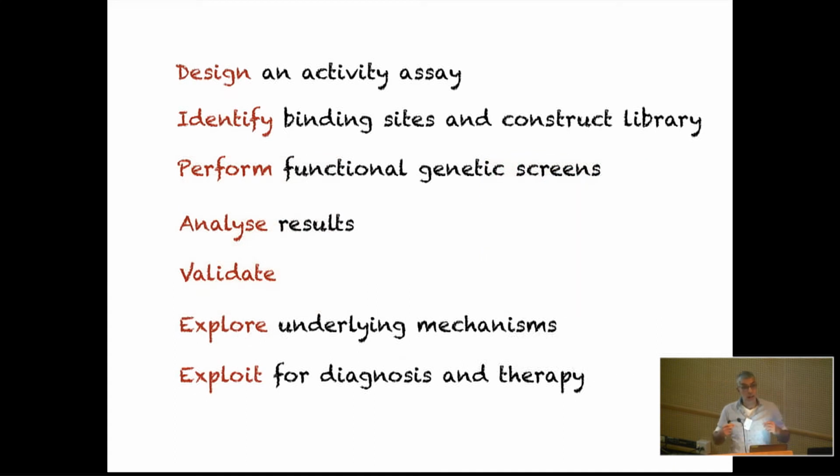So the way we design these CRISPR screens is the following. I didn't talk about it before that, but this is the way we do it. We first design an activity assay. This is the basic. Typically, we will use tissue culture cell lines, but also it can be done in vivo or other means.